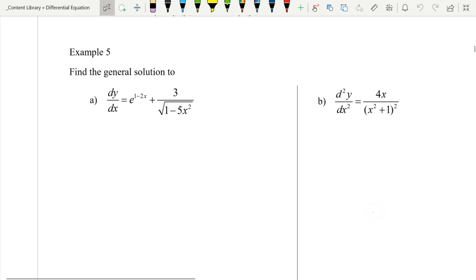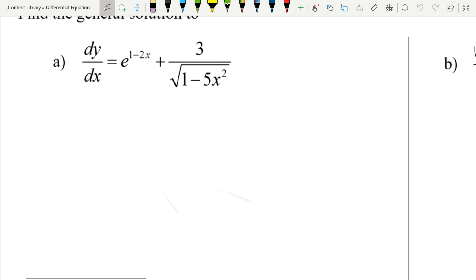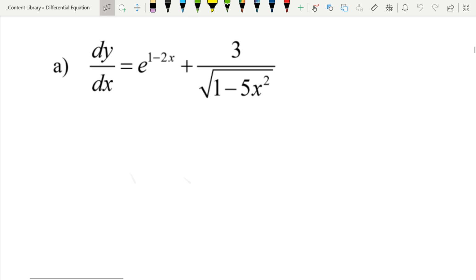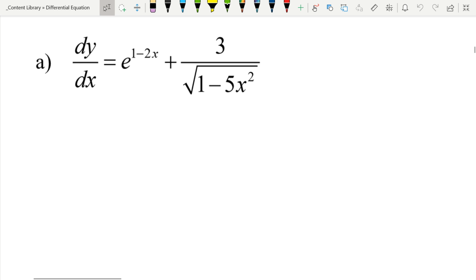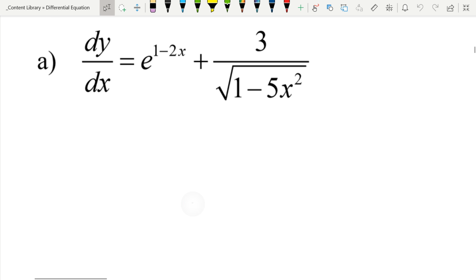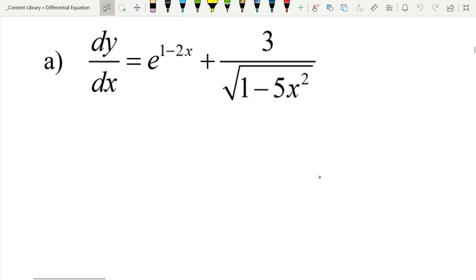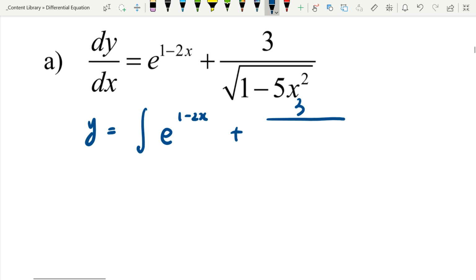I'll just pick a couple of typical ones to do together. For the first one, that's pretty easy. If I want to find the y value, so we have y equals the integral of 1 minus e to the power 4 minus 2x, 3 over square root 1 minus root 5.